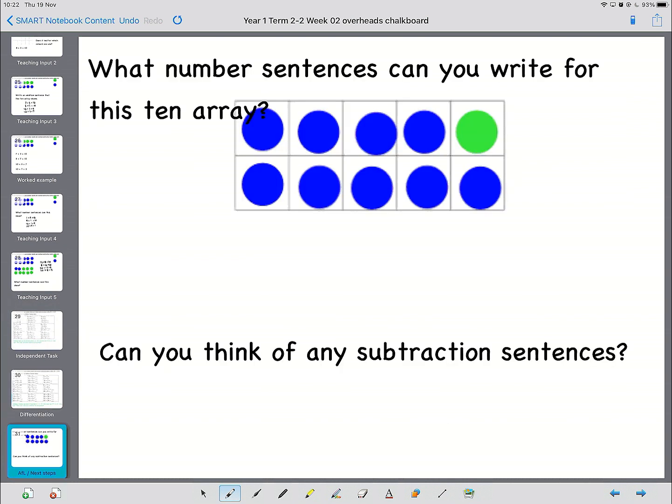Okay, welcome back. I bet you did brilliant with those. So what we're being asked today is what number sentences you can write for this 10 array. So have a go at that, and then we'll confirm what we've got, and then we'll have a look at, can we think of any subtraction sentences?